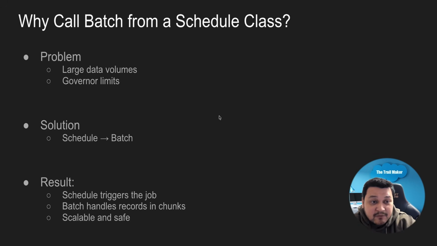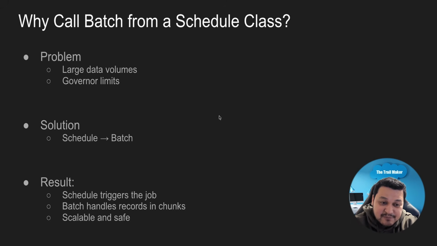The problem with the batch class is that it deals with large data volumes, and the governor limits basically solve these two problems. In order to run a batch class, you can run it manually as many times as you want, like I showed you in the previous video. But if you want to run it automatically, let's say you want to do a data export or generate a CSV every night, then you schedule that batch job. That's where your scheduled class comes into the picture.